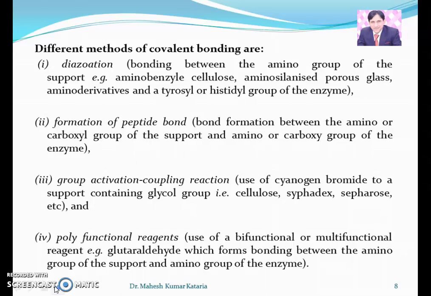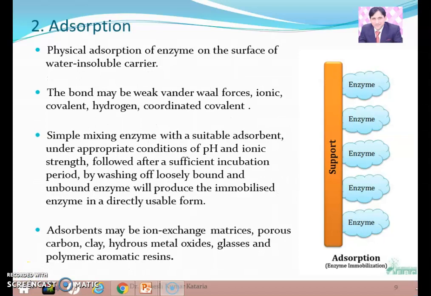We can modify our support by using cyanogen bromide, like here it is mentioned, use of cyanogen bromide on a support containing glycol group like cellulose. Once cyanogen bromide activation is done, then the enzyme will certainly bind with this support. Polyfunctional reagents: use of bifunctional or multifunctional reagent like glutaraldehyde, which has an aldehyde group at both ends. One end can bind with the amino group of the support and the other end can bind with the amino group of the enzyme.